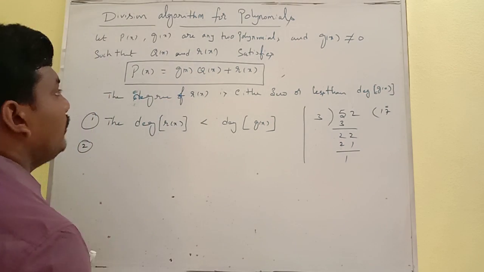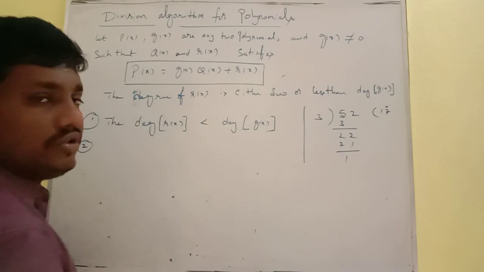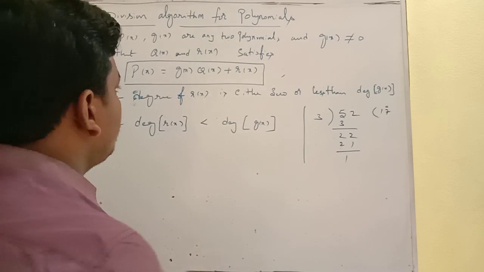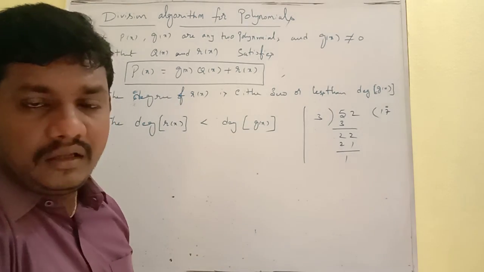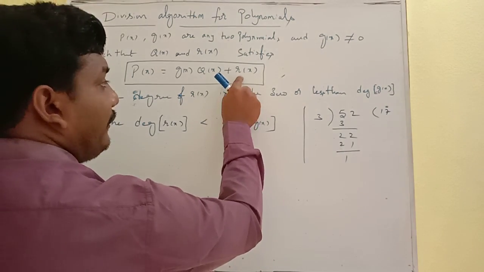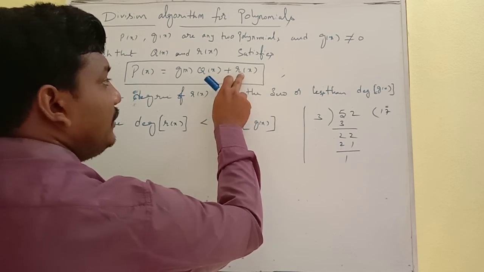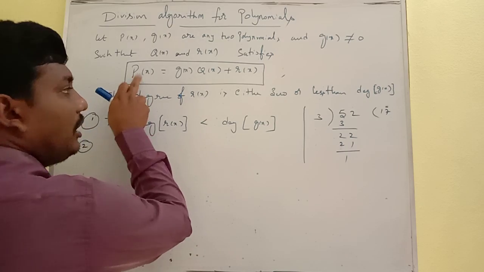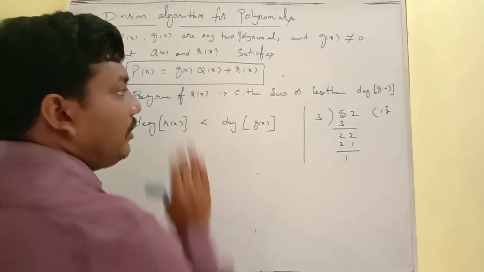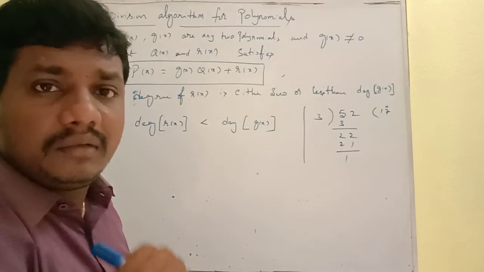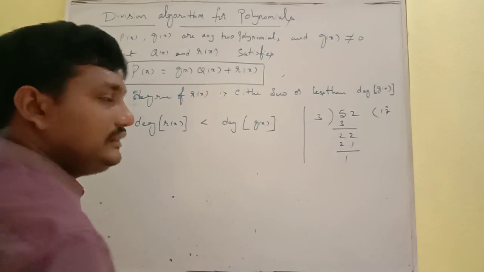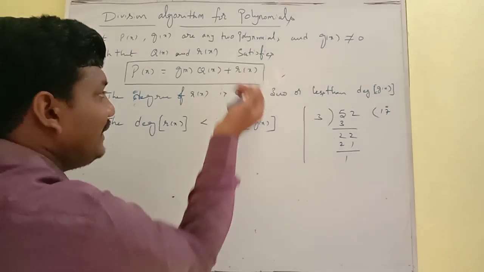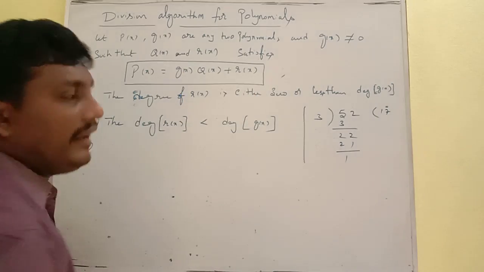So that's the reason why degree of p of x is equal to degree of g of x plus degree of q of x. If r of x is added, we are least bothered about r of x, because the degree of p of x does not depend on the degree of r of x. What is the reason behind this? Because the degree of r of x is always lesser than the degree of g of x.